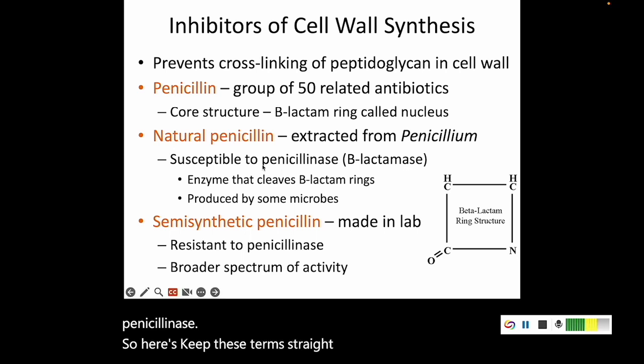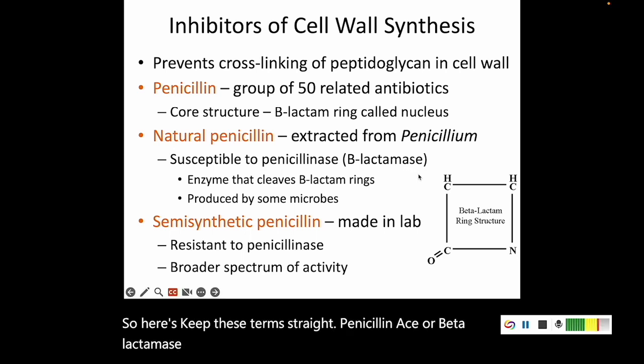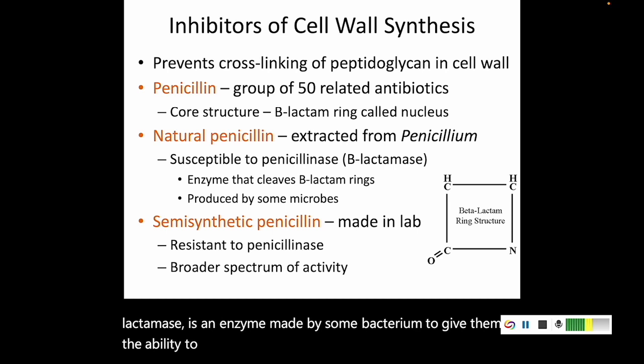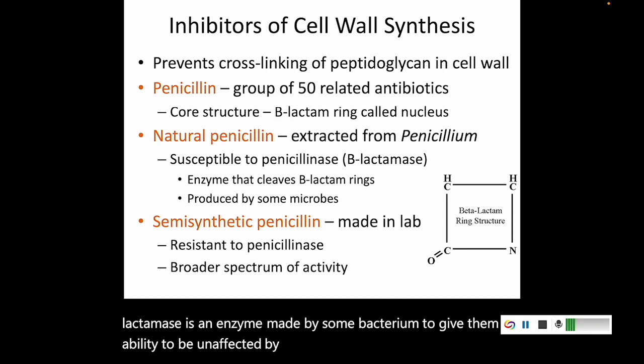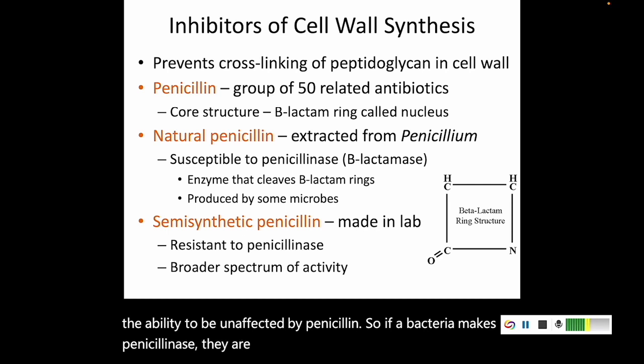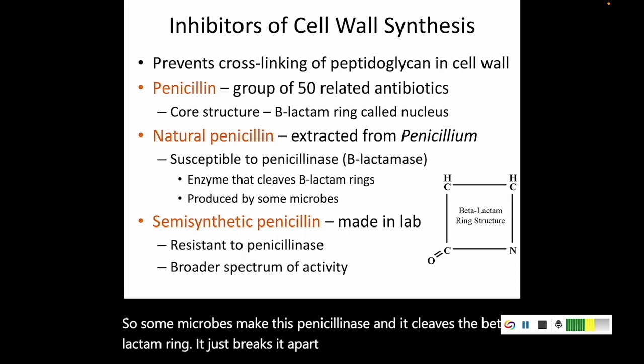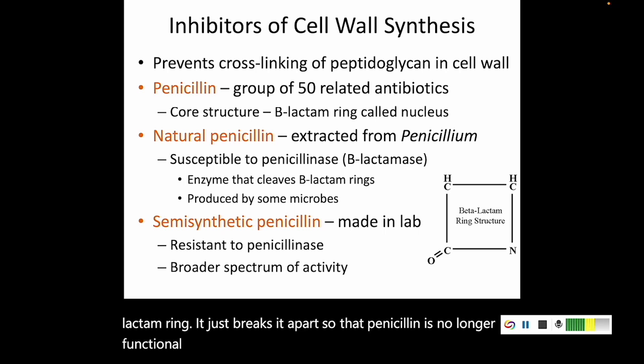Penicillinase, or beta-lactamase, is an enzyme made by some bacteria to give them the ability to be unaffected by penicillin. So if a bacteria makes penicillinase, they are resistant to penicillin. So some microbes make this penicillinase, and it cleaves the beta-lactam ring. It just breaks it apart so that penicillin is no longer functional. So that cell making penicillinase is resistant to penicillin.